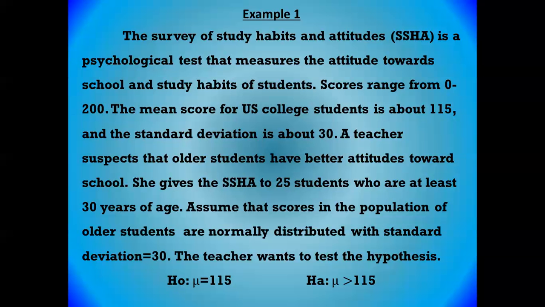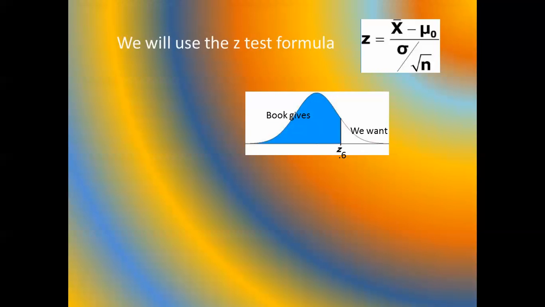A teacher suspects that older students have better attitudes towards school. She gives the SSHA to 25 students who are at least 30 years of age. Assume that scores in the population of older students are normally distributed with standard deviation 30. The teacher wants to test the hypothesis. Your H0 is mean equals 115, and your HA is mean larger than 115. We will use the z-test formula.